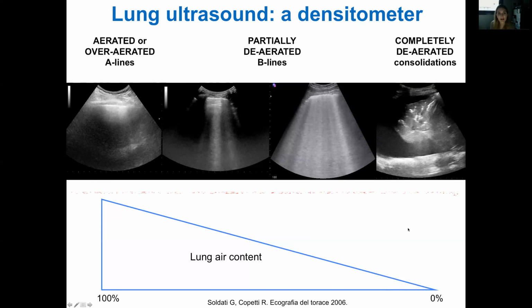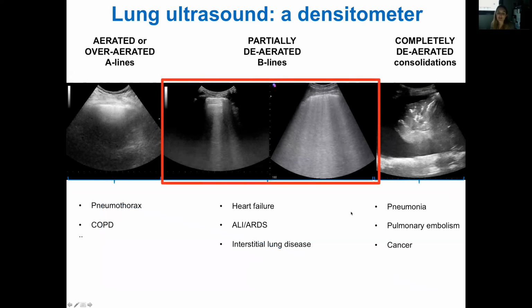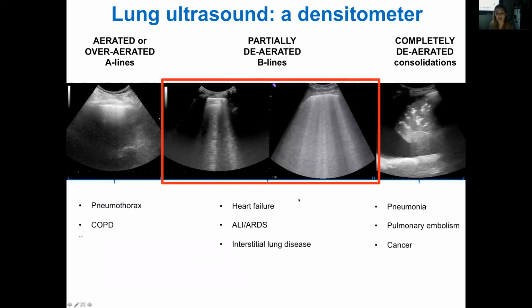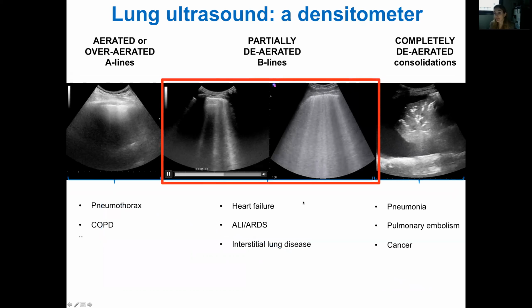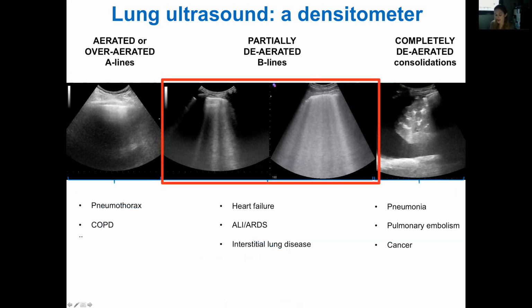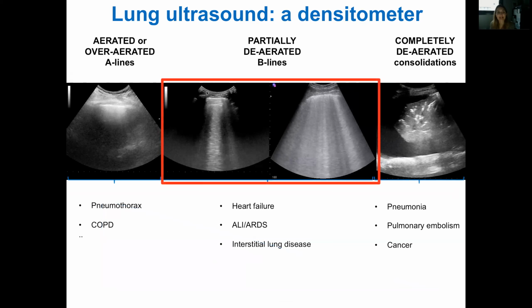So for a cardiologist, the most interesting part of lung ultrasound is B-lines, okay? Because B-lines can be found in heart failure. B-lines are a sign of interstitial pulmonary congestion, interstitial edema. And this is the definition of B-lines.